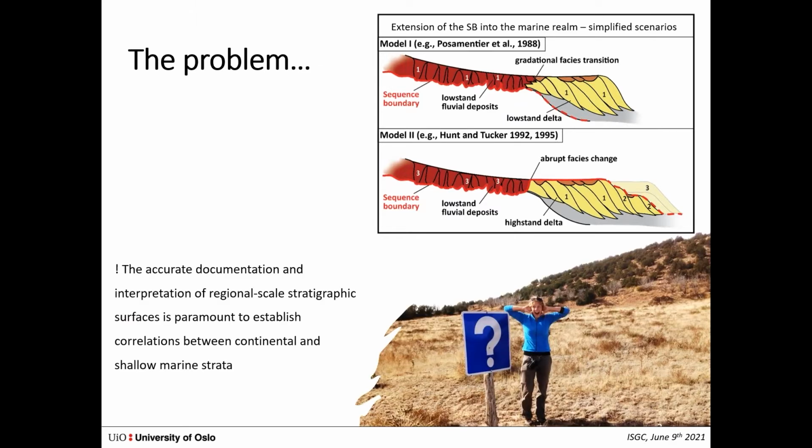And well, this is me during my first fieldwork asking myself questions. But so why is this important? This is important because the accurate documentation and interpretation of regional scale stratigraphic surfaces is paramount to establish correlations between continental and shallow marine strata. And these regional scale stratigraphic surfaces are really important as they influence our understanding of the basin infill.